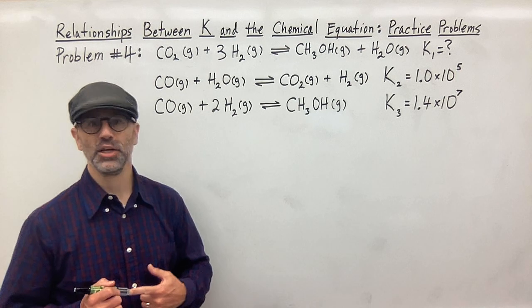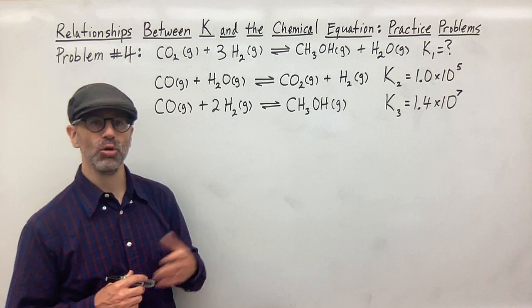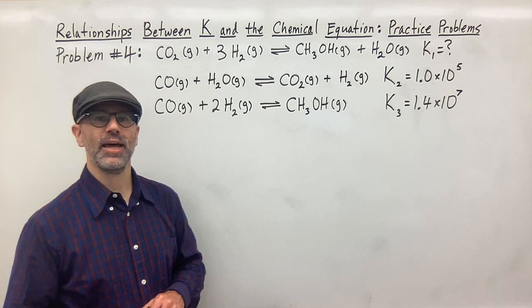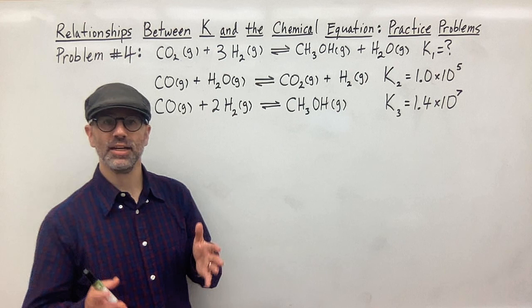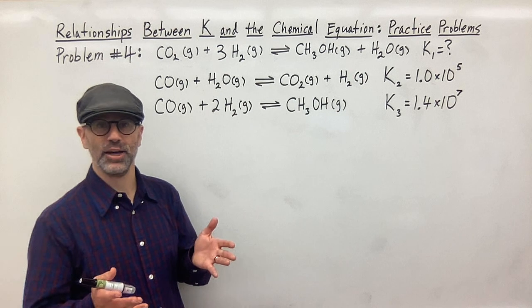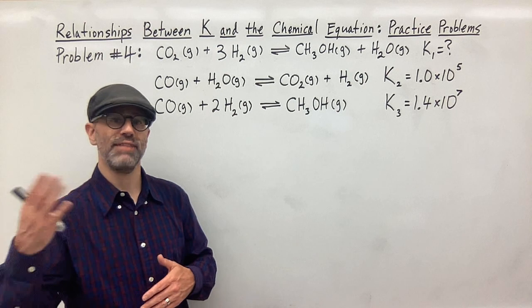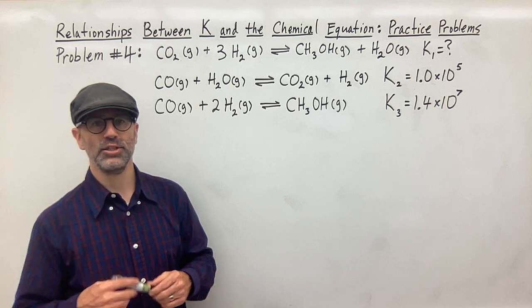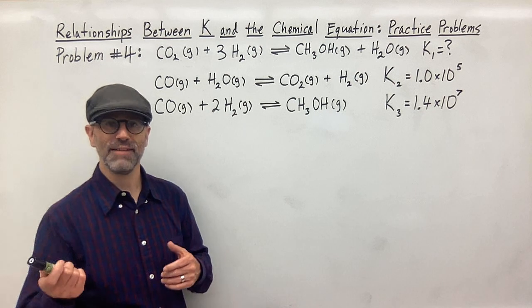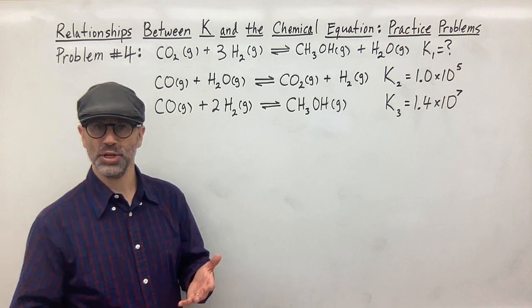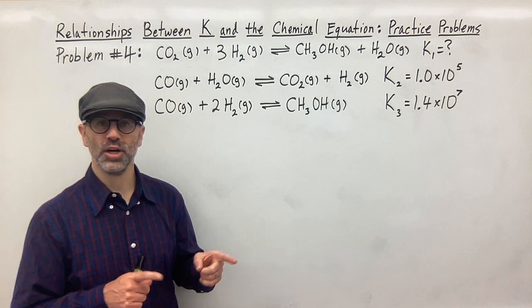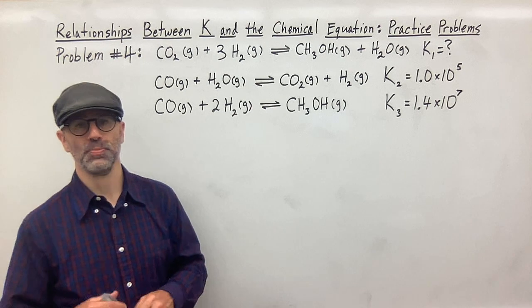The second thing to remember is that if you multiply your equation by a factor, then you need to raise the original K value to the power of that same factor. So if I multiply my equation by 2, then the K value of my new equation is going to be the K value of the other one raised to the power of 2.